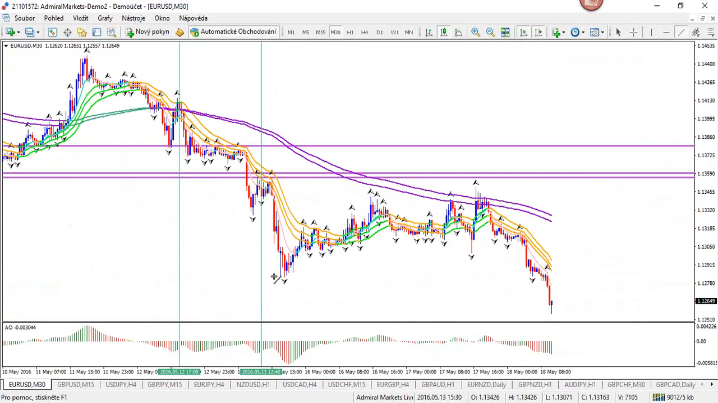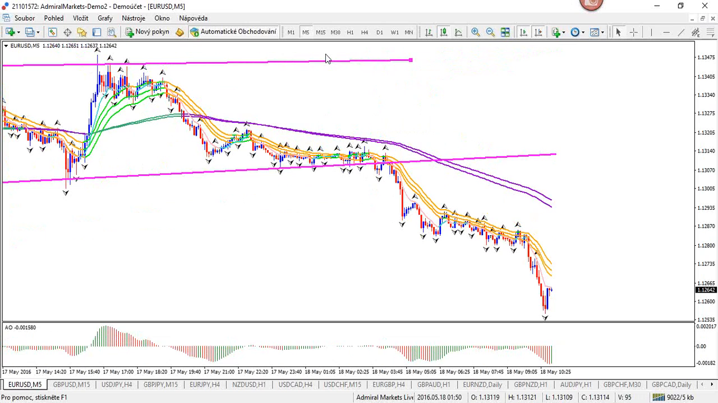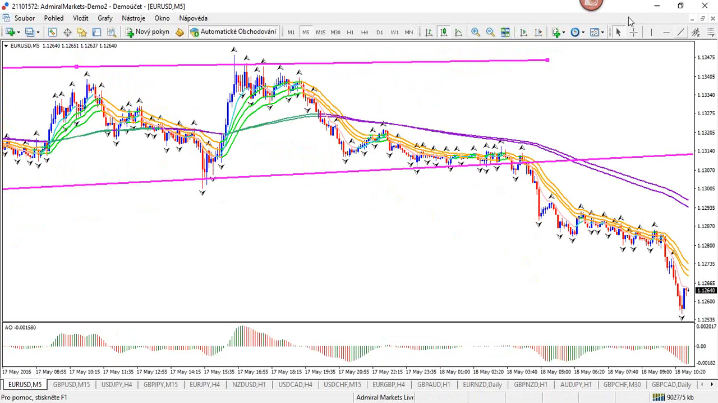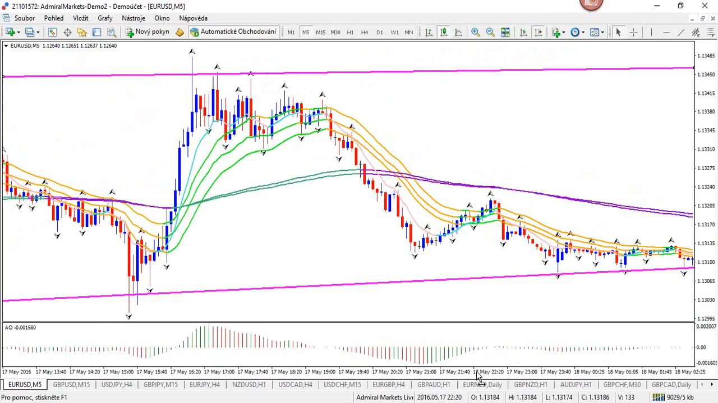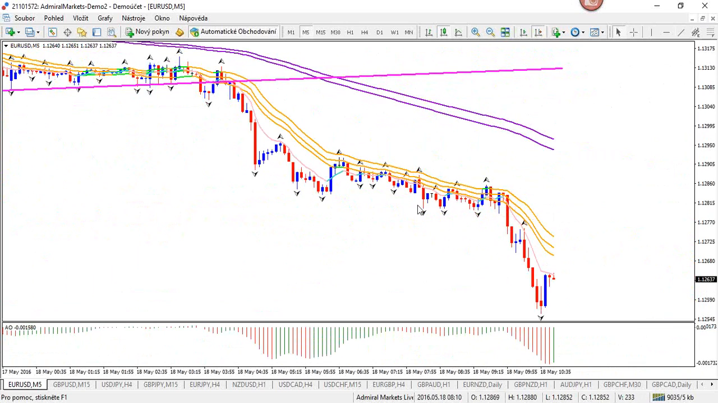Look at the euro dollar, for instance, right? This was a 30-minute or 15-minute pattern, to be honest. Maybe even more of a 15-minute pattern, you see? Now, did we have any 5-minute pattern after that? In this case, I don't think so. Well, maybe actually here. Descending wedge.